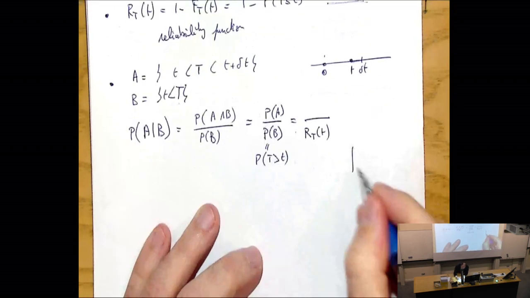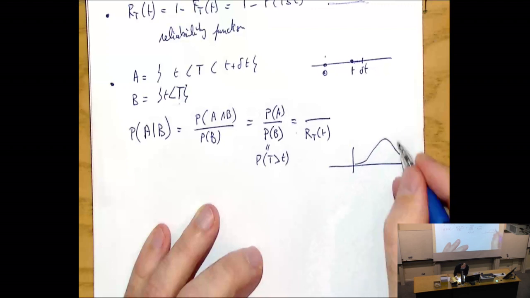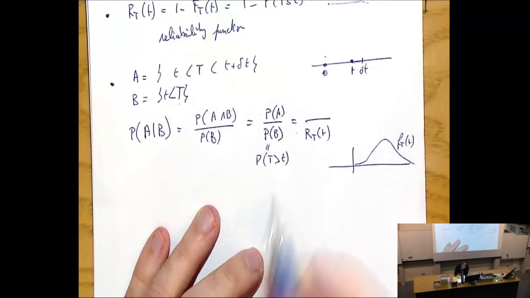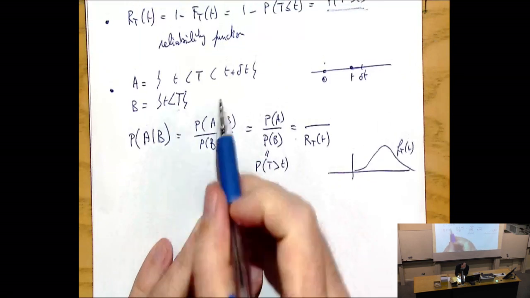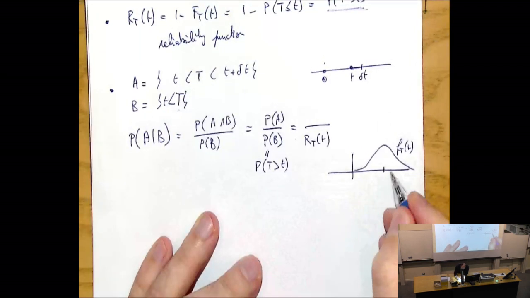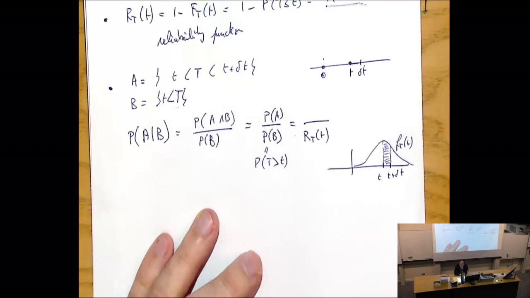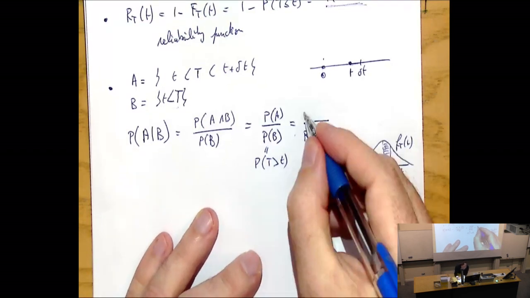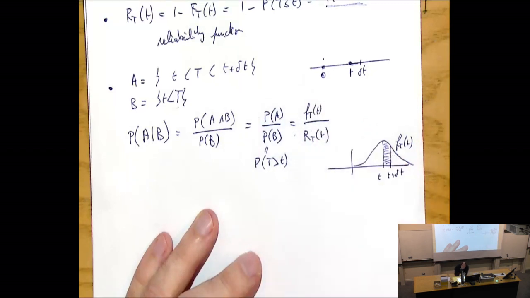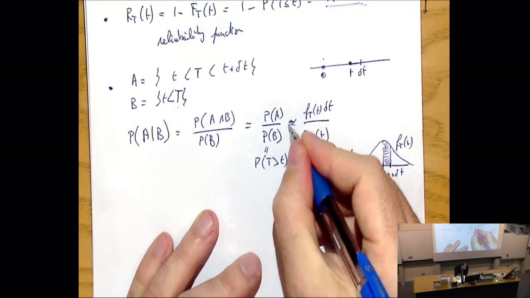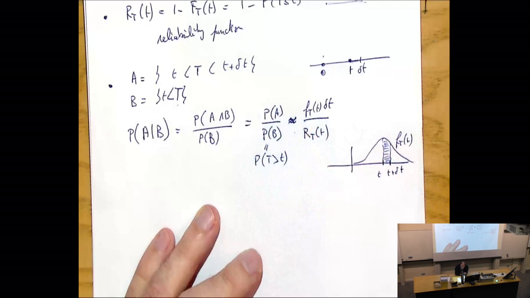Well, we can approximate this. Let's imagine I have a certain distribution of t, and I want to compute this quantity, P of A. That's the probability of being within this interval, between t and t plus delta t. This probability is essentially this area. If delta t is very small, I can say this is the probability density function multiplied by delta t, that value multiplied by the length of that tiny rectangle. This is a relatively good approximation if delta t is sufficiently small.